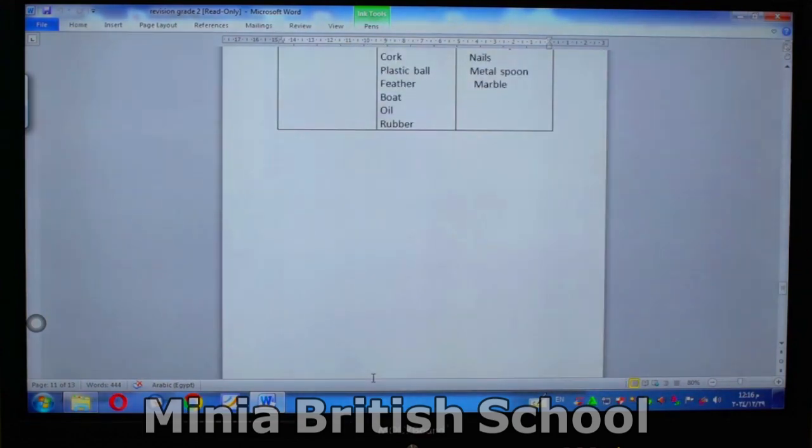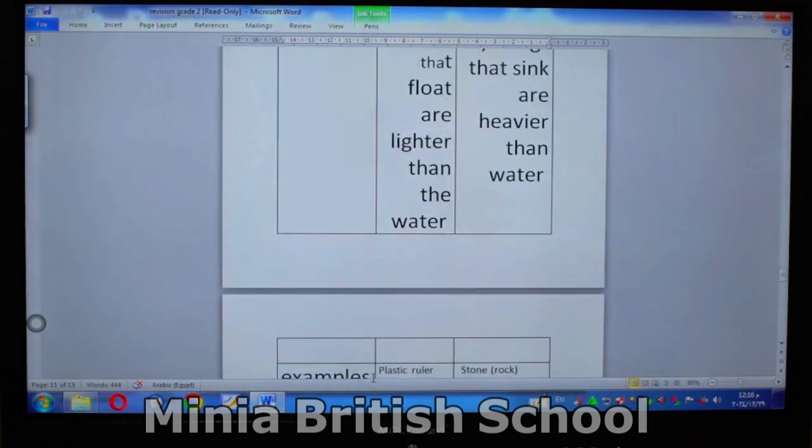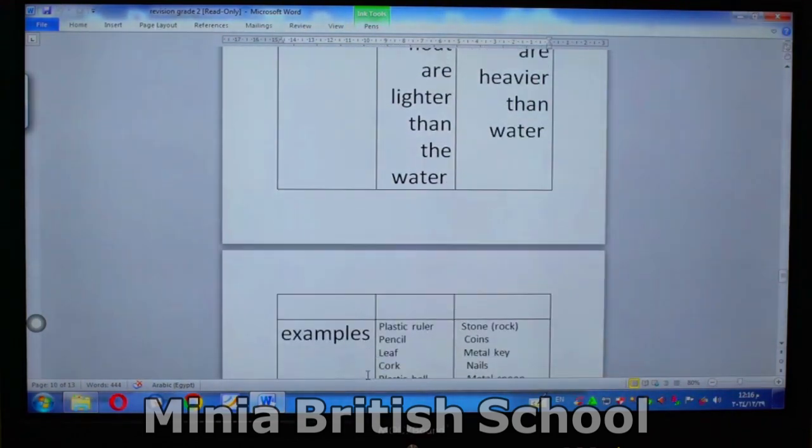Okay. Does a metal key sink, go down under the surface of water? Yes, because it's heavier than water. Okay.